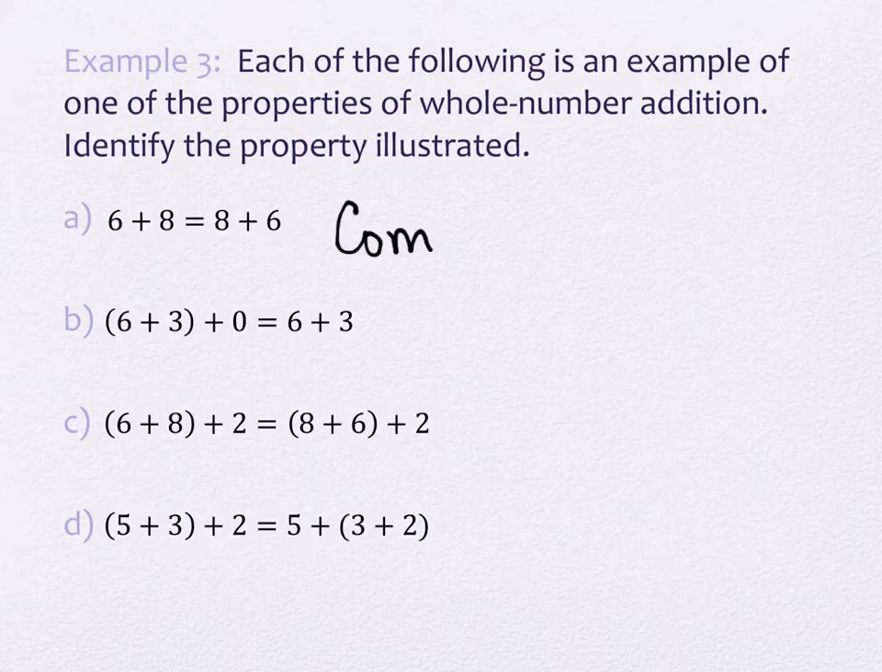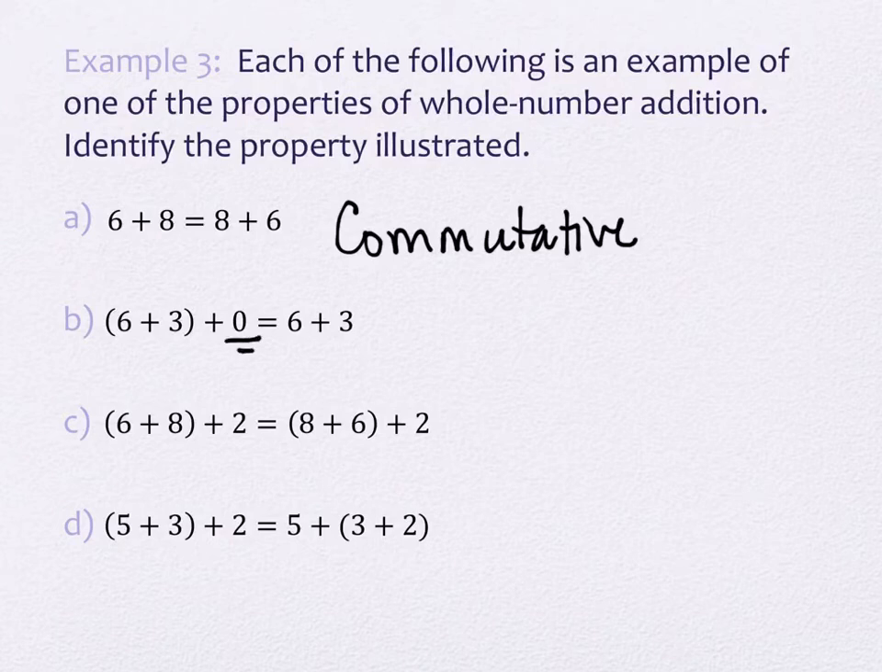That is the commutative property. Right? 8 plus 6 and 6 plus 8 reversed. How about B? Not associative. It's really tempting because I see parentheses. It's something else. It's the identity property. Do you see that there's a 0 on the left and not a 0 on the right? That's the identity property, actually. So this is the additive, so please use the word additive identity.